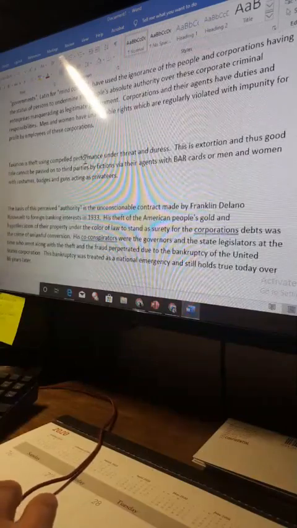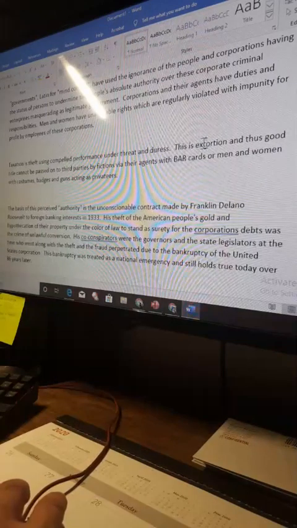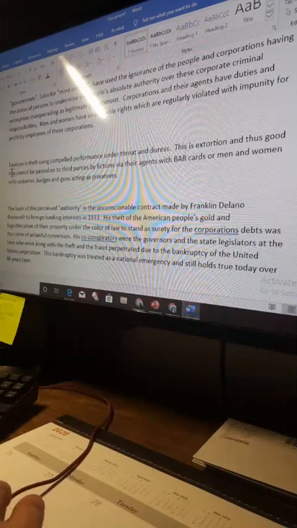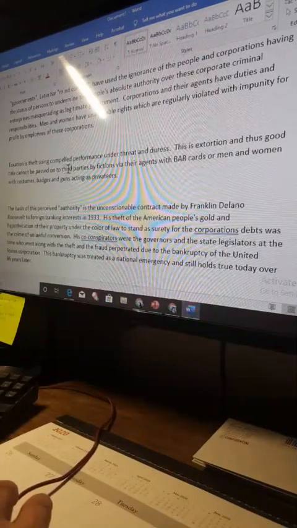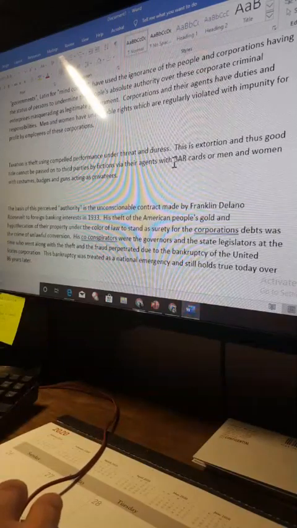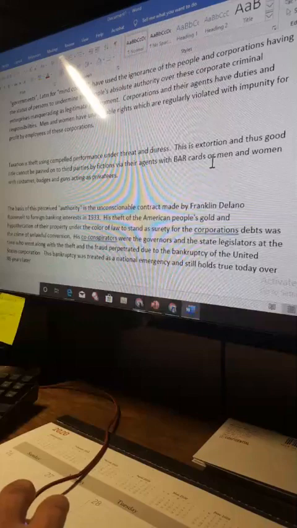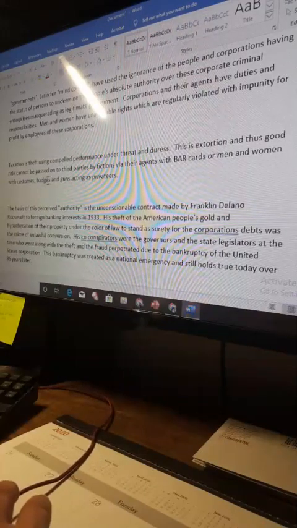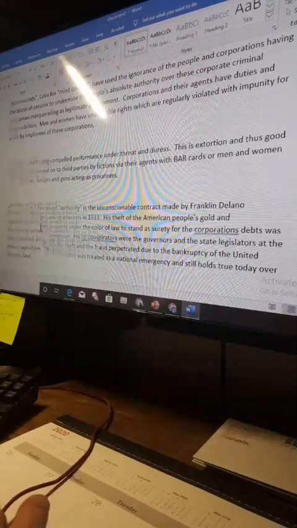Taxation is theft using compelled performance under threat and duress. This is extortion, thus good title cannot be passed on to third parties by fiction via their agents with bar cards, or men and women with costumes, badges, and guns acting as privateers.